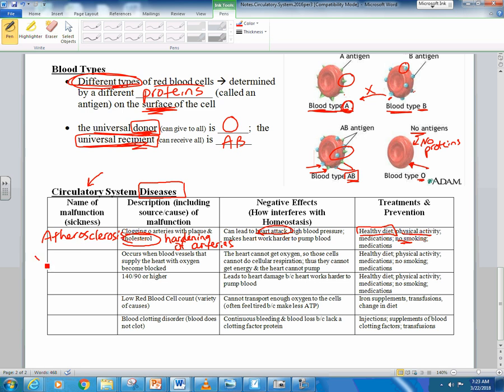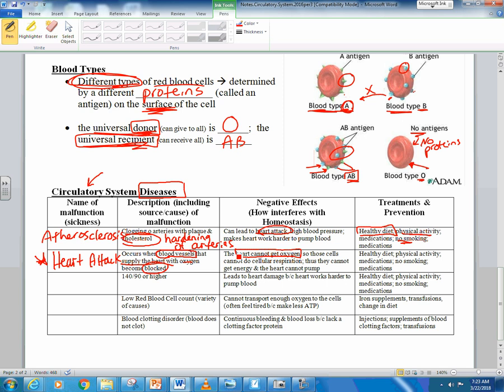Next one, you need to know this one. This is when blood vessels that typically supply the heart with oxygen become blocked. So therefore, the heart cannot get oxygen. This is called a heart attack. So a heart attack is when the blood vessels that are supposed to be bringing oxygen to the heart become blocked. So the heart cannot get oxygen.